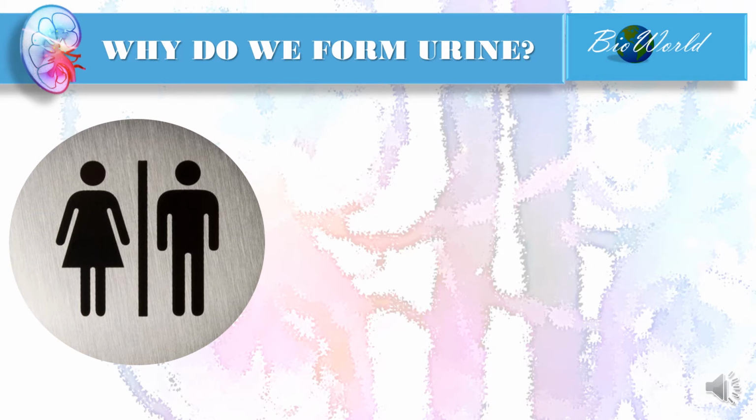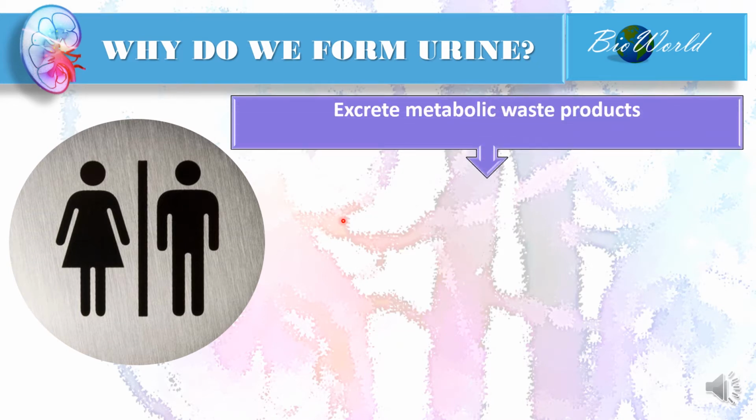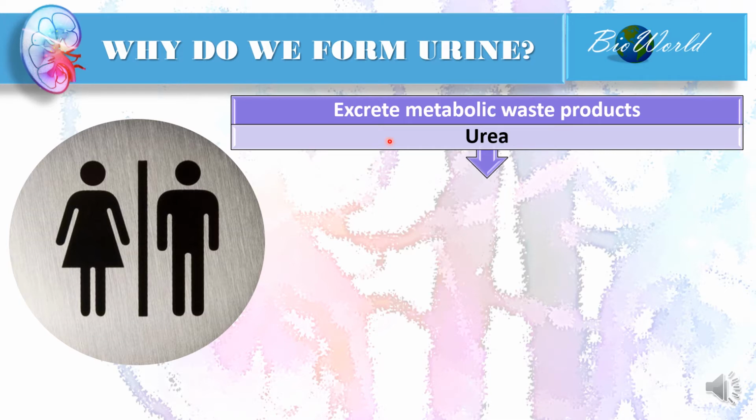We produce urine for two purposes. The first, as an excretion mechanism. Through urine, we can excrete metabolic waste products. For example, when we have excess amino acids, we can carry out deamination and ornithine cycle to produce urea, which we then excrete through the urine.